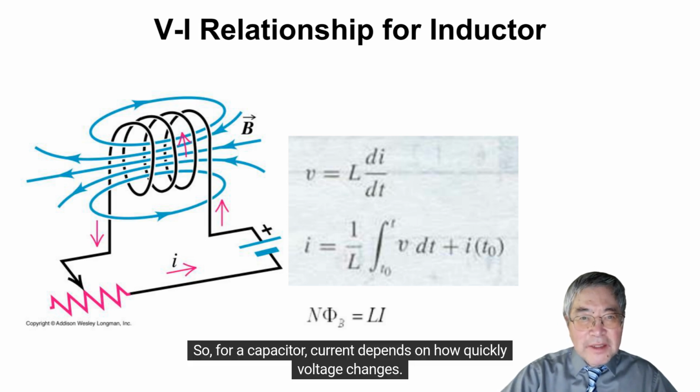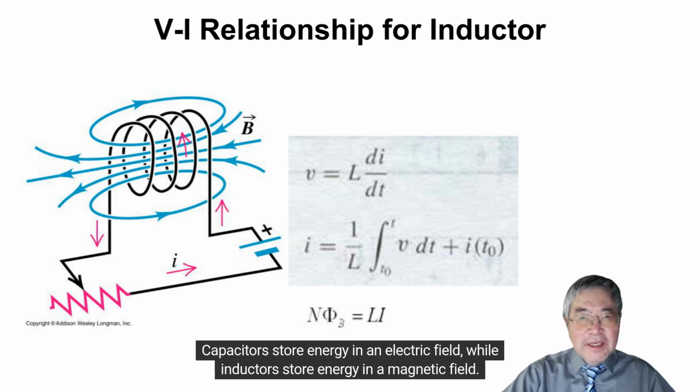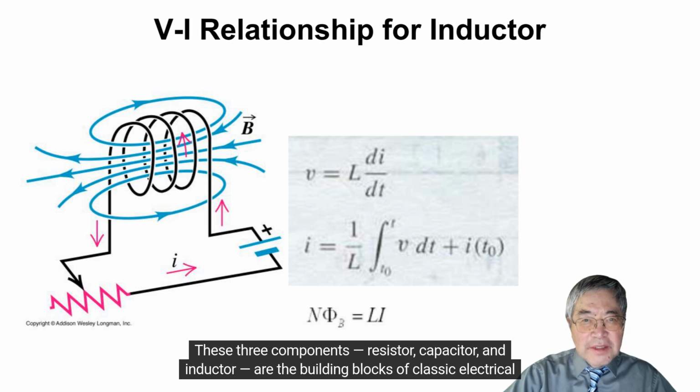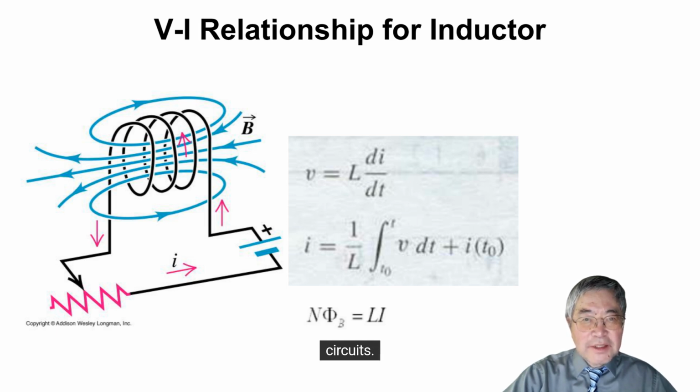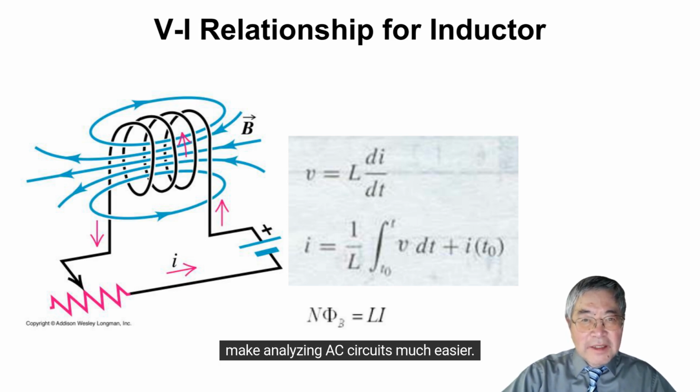So for a capacitor, current depends on how quickly voltage changes. For an inductor, voltage depends on how quickly current changes. Capacitors store energy in an electric field, while inductors store energy in a magnetic field. These three components, resistor, capacitor, and inductor, are the building blocks of classic electrical circuits. Understanding their voltage-current relationships is essential before we move on to phasors, which will make analyzing AC circuits much easier.